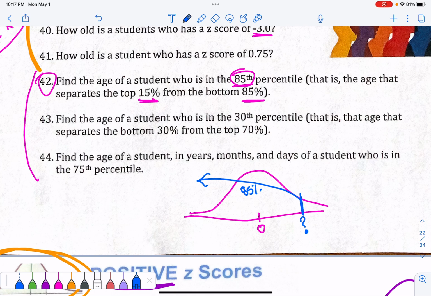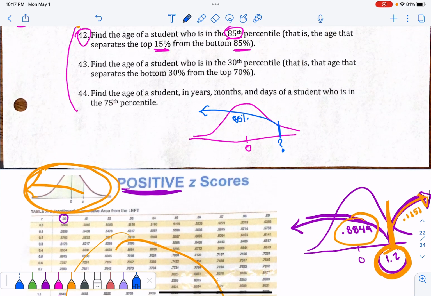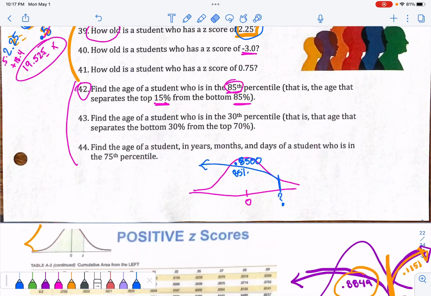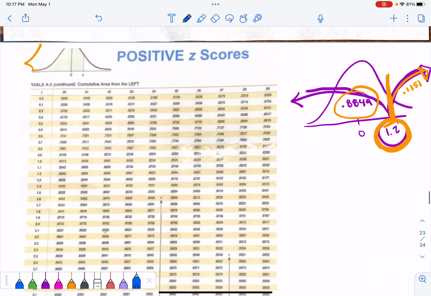We're going to look this up backwards on the chart. 85% is 0.8500, because we need 4 decimal places. So I'm going to go down to my positive chart and look this up. These are going to be the backwards problems. Backward on the chart, I'm looking up the number in here that's closest to 0.8500.